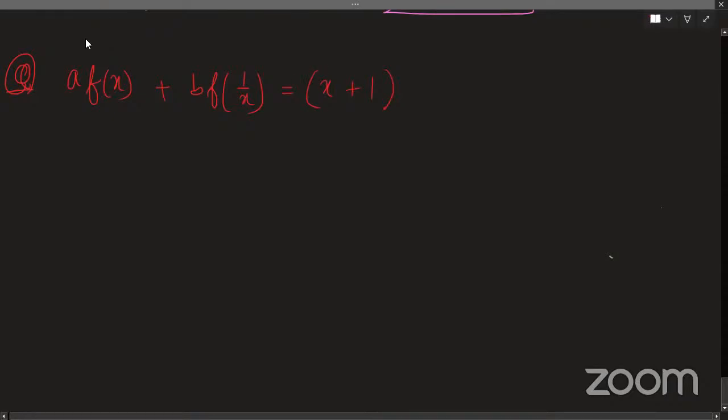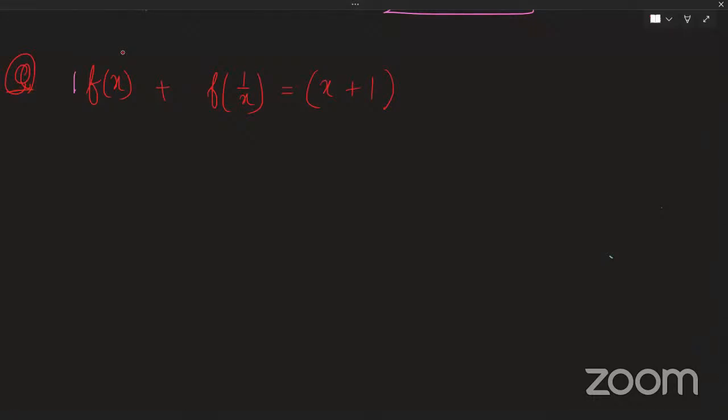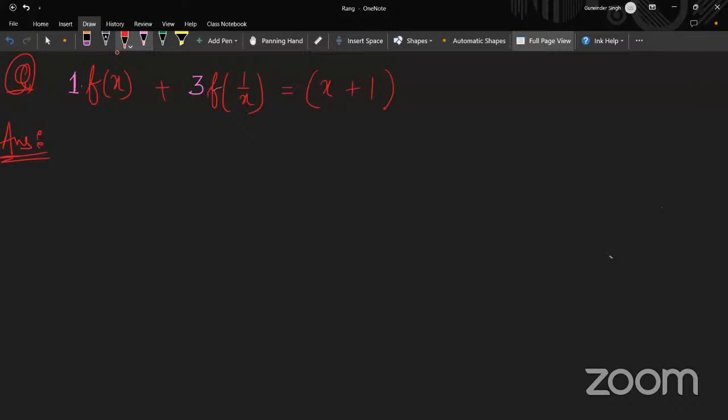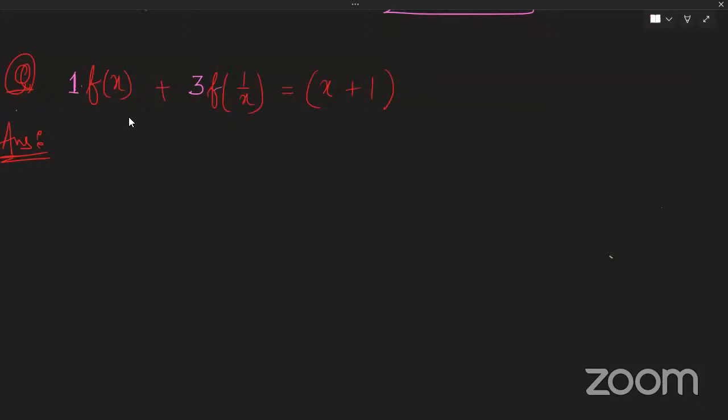Okay, instead of a and b take some numbers. Why will you solve in a and b? So just take it as, take this as 1 and take this as 3. Okay, Gayatri said 3, so take 3. Okay, 1 and 3. So basically 1 times f of x plus 3 times f of 1 by x is equal to x plus 1. Tell me how you will do this. So first just look into the function and tell me which term do I have to eliminate. What do I have to eliminate?